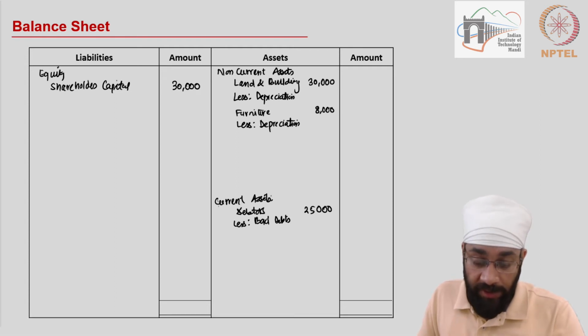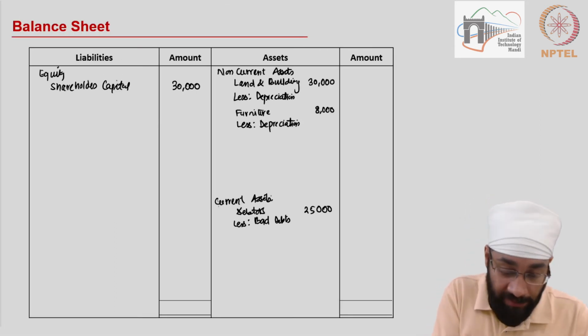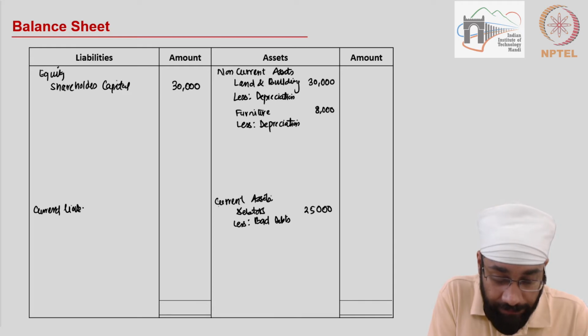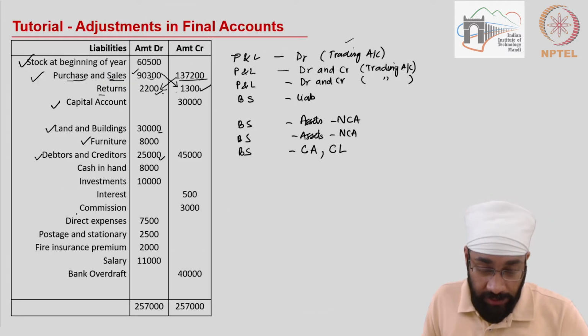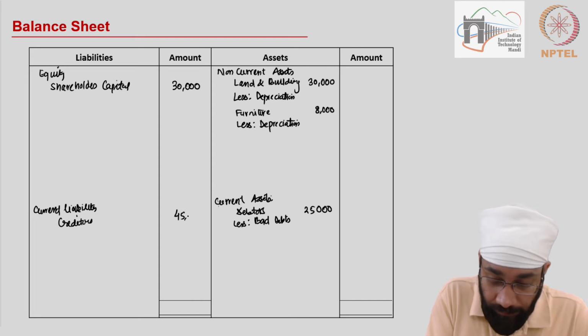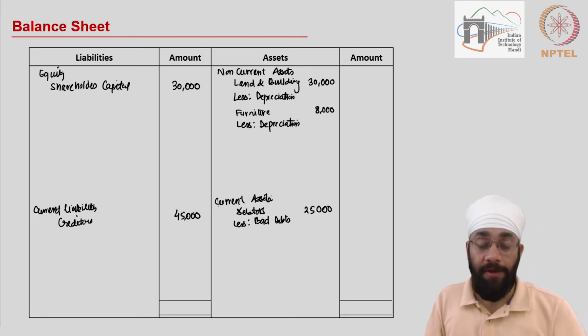So right now I've written debtors, I have posted debtors, I have to also post the creditors. So let me write current liabilities here and write creditors. The amount is 45,000 and done.